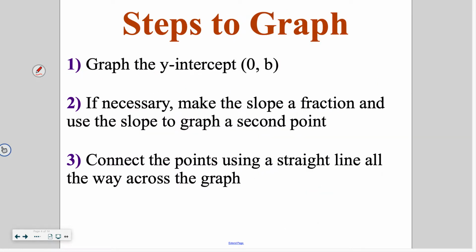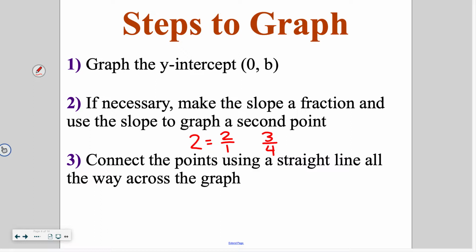When we are graphing, there's three simple steps. The first one is you are going to graph your y-intercept at the point 0, b. The second one, if necessary, you're going to make the slope a fraction and then use it to graph a second point. What I mean by make the slope a fraction is if your slope started as 2, you're going to want to turn it into 2 over 1. If your slope started as 3/4, it's already a fraction. You have nothing else to do with that.